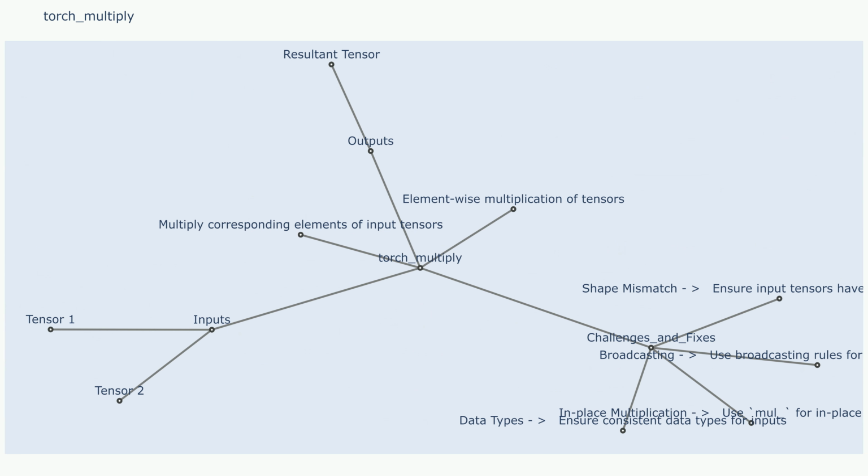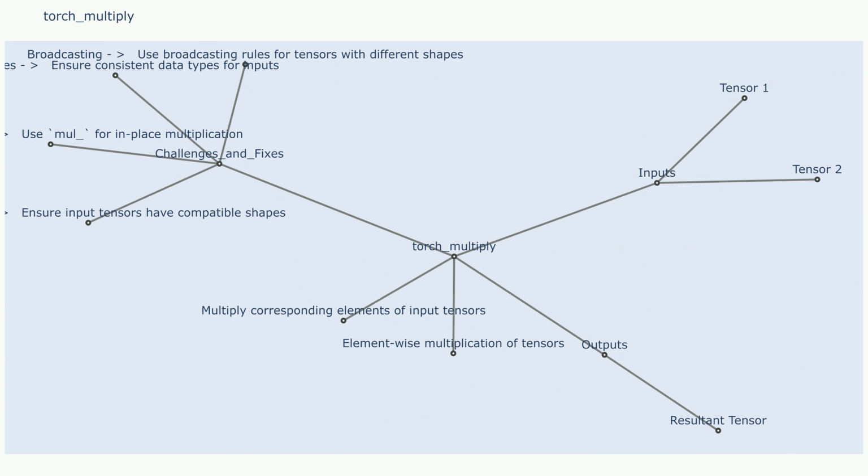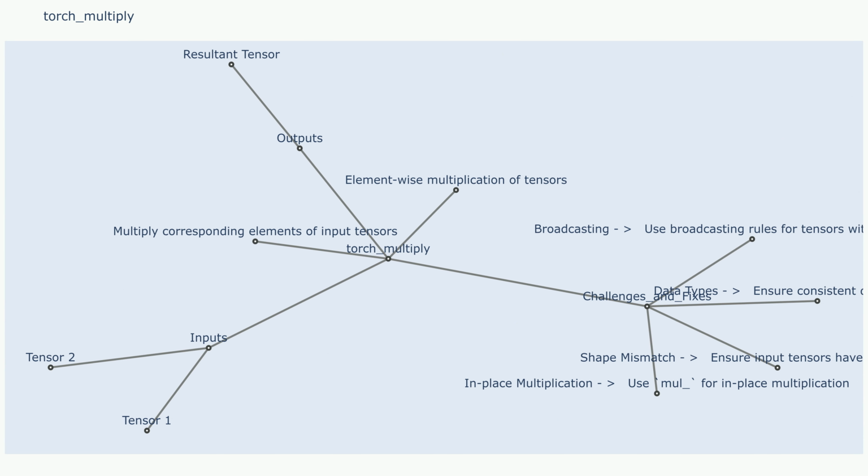Step 2: PyTorch performs element-wise multiplication on the input tensors. This means it multiplies corresponding elements from input 1 and input 2, and stores the result in the output tensor. Challenges and fixes. Challenge 1: shapes incompatible for element-wise multiplication.